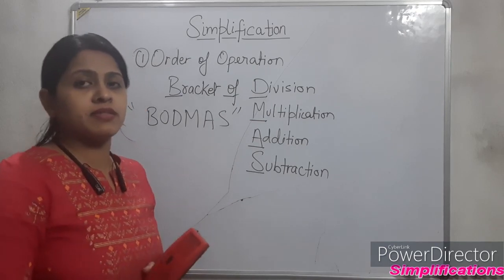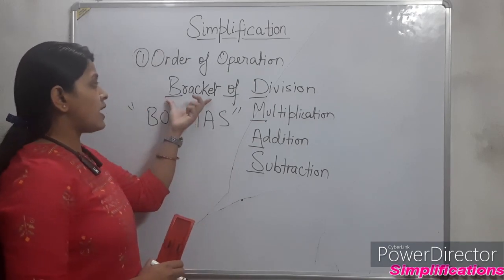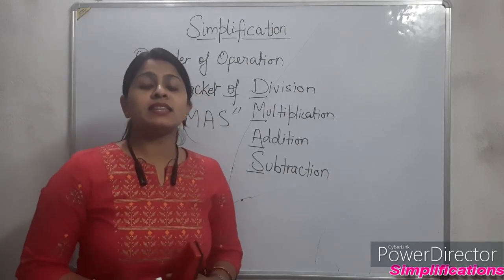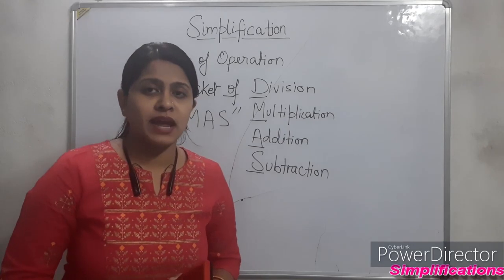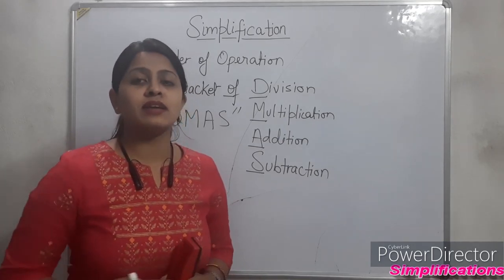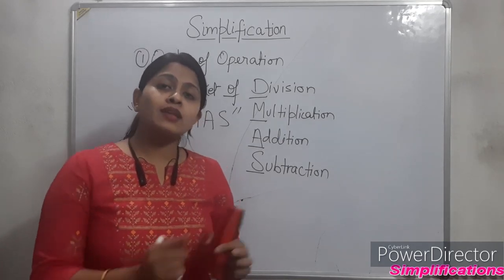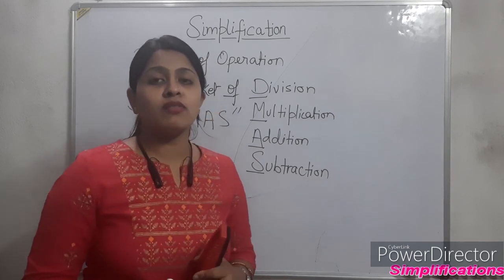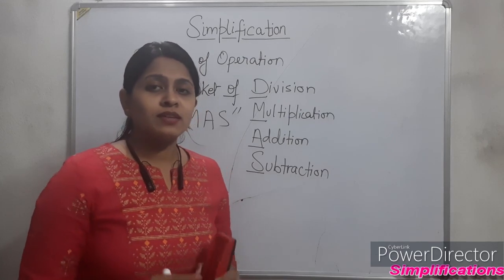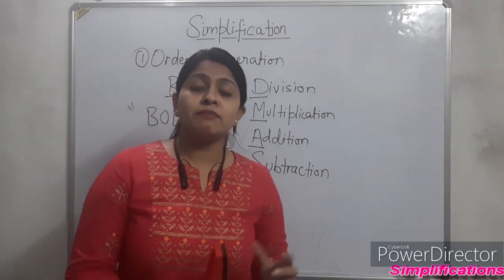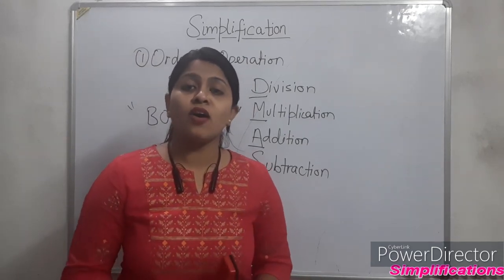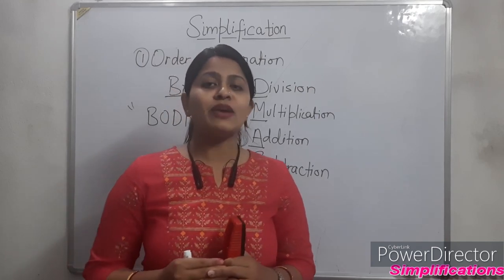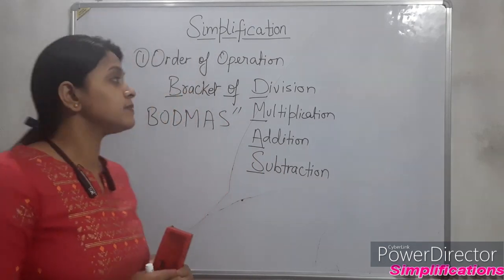Now here comes the second point. I told you that we have to solve the bracket first, but there are various kinds of brackets. So there is also a rule about which bracket should be solved first. Are you getting my points? In brackets also there is an order of which bracket should be solved first. So let's see the order of the brackets.